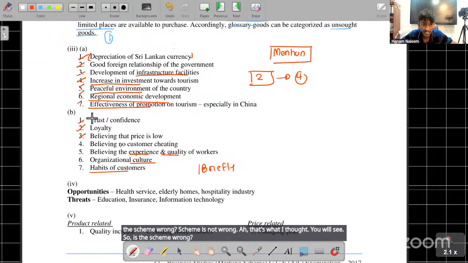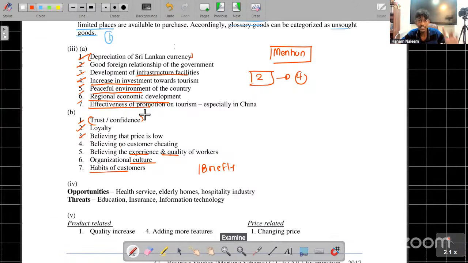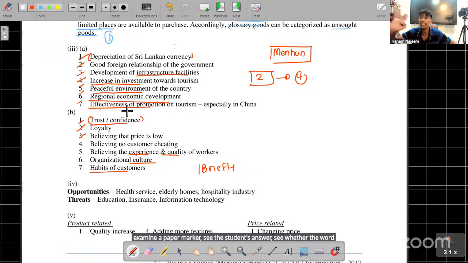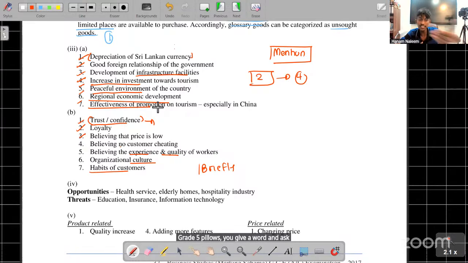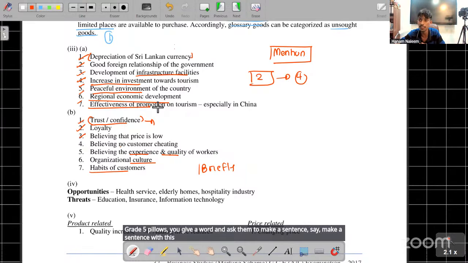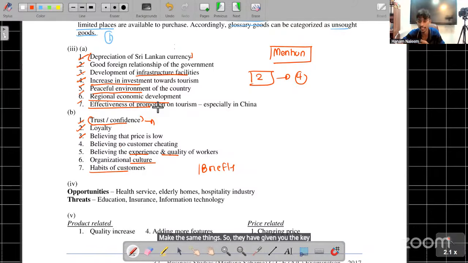No, the scheme has been given because the examiners, the paper markers, see the student's answer and see whether the words trust and confidence are there in the answer. So they have given some hint. You can write the answer like this. You have to understand this when doing the past paper. So with trust and confidence, how can I make a sentence? Like in General English, Grade 5 children, you give a word and ask them to make a sentence. So they have given you the keyword. With that, you have to make a sentence.